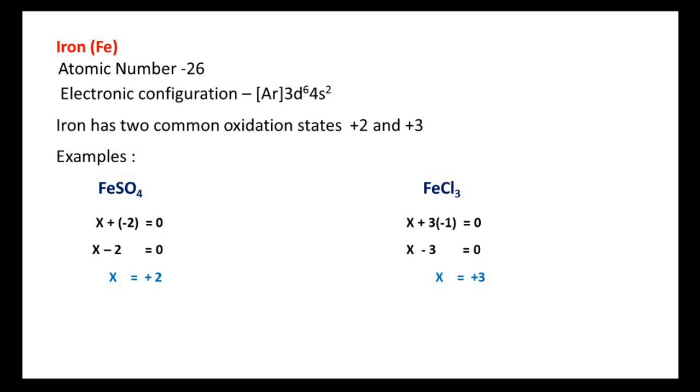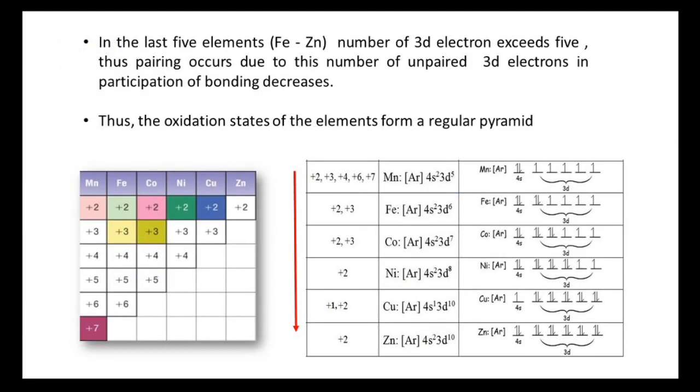We have taken FeSO4 and FeCl3. In case of FeSO4, the oxidation number of Fe is +2. In case of ferric chloride, the oxidation number of Fe is +3. So in the last 5 elements, from Fe to zinc, the number of 3d electrons exceeds 5. Thus pairing occurs. Due to this, the number of unpaired 3d electrons participating in bonding decreases.